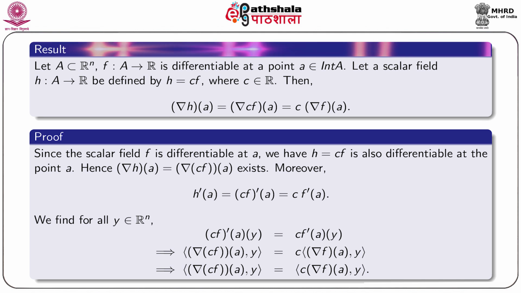Next result. Let A be a subset of Rn. F from A to R is differentiable at a point a, which is an interior point of the set A. We define another scalar field H on the set A by H equal to Cf, where C is a real number. Then the gradient of H at the point a, that is the gradient of the function Cf at a, is nothing but C times grad F at a.